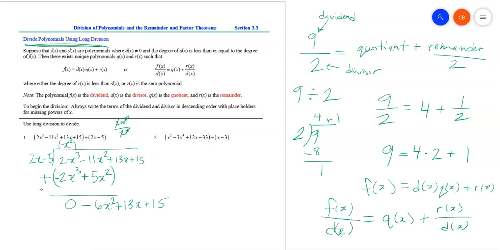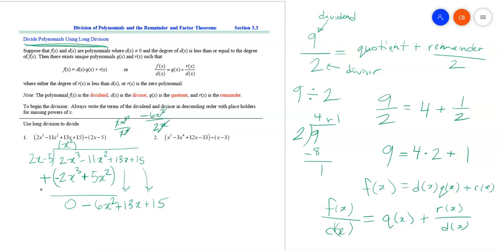from the previous dividend. Just bring it down, these terms, just bring them straight down. And then we're just going to rinse and repeat. We'll do the same process. So we're wondering, how many times will 2x go into this thing? Negative 6x squared. So if you think about what you would get, negative 6x squared divided by 2x.